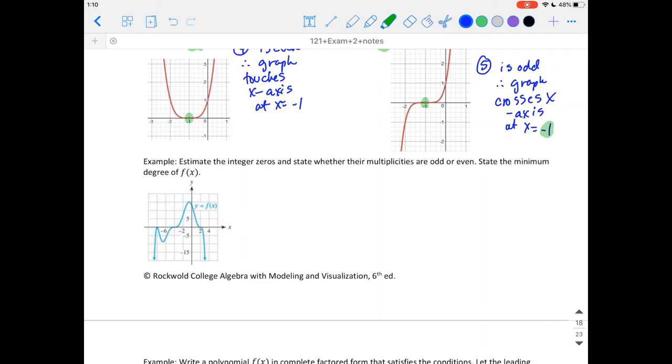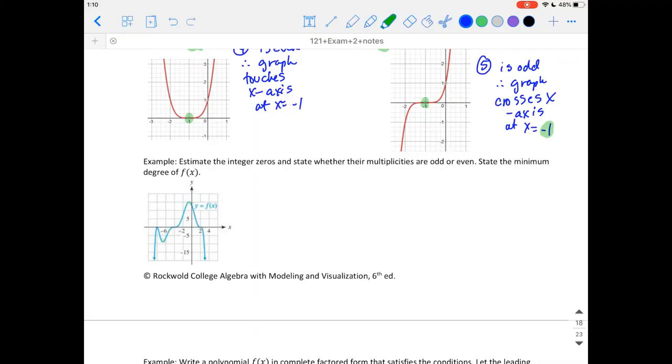Now, it's obviously not a power of 2 because it has too many turning points. So it's not a squared. Could it be a 4? It could have 3 turning points. So this one has 1, 2, right here and right here. So it could be a degree of 4, but maybe not. But let's take a look, or 6, or 8, or 10.